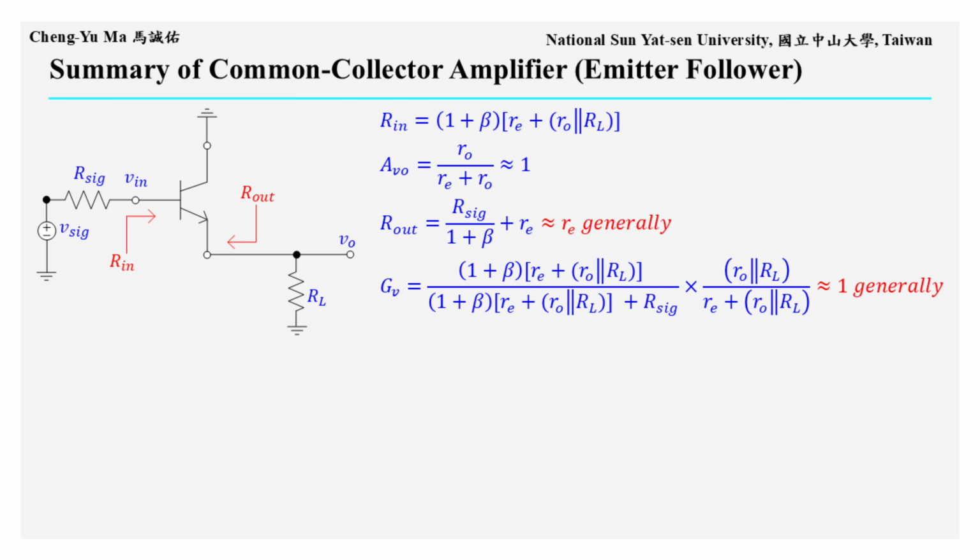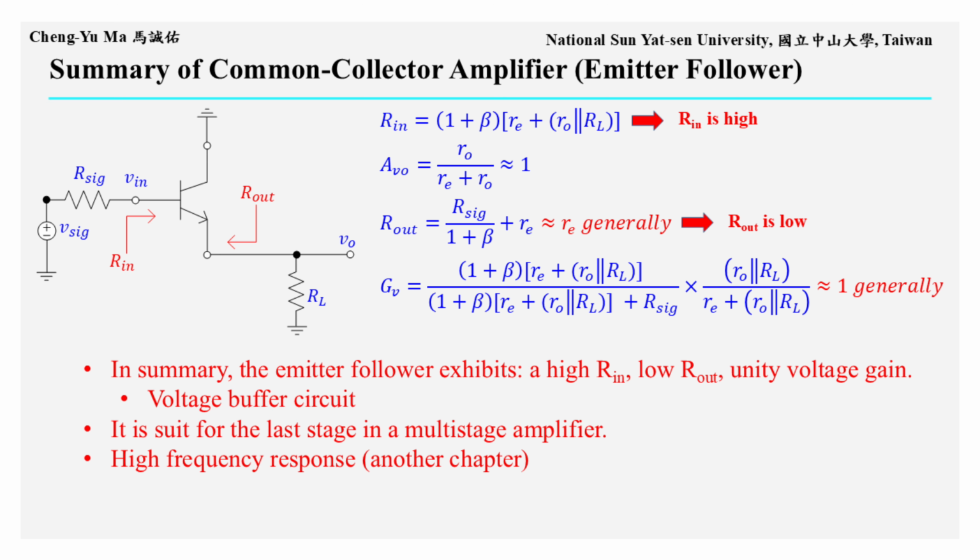Now we summarize the common collector voltage amplifier. Its input resistance is 1 plus beta times the quantity Re plus Ro in parallel with RL. Its open circuit voltage gain is approximately 1. Its output resistance is approximately R sig over 1 plus beta plus Re. Since beta is usually large, around 100, Rout is often close to Re. The overall voltage gain is also usually close to 1. Therefore, the CC amplifier has a high input resistance, a low output resistance, and a voltage gain close to unity.